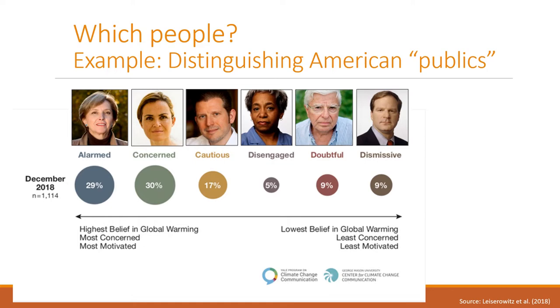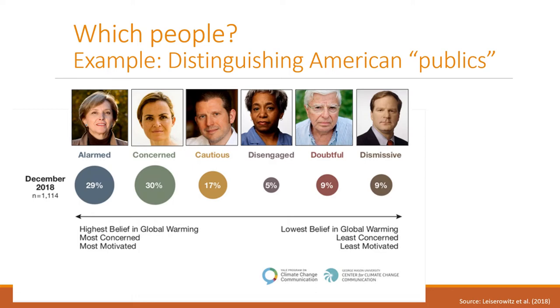But it's a really interesting one in that it shows for the first time that the alarmed and the concerned are making up the majority of American people. Now, they vary a little bit in the degree to which they worry about this issue, as I just explained, but there is not one belief about this. About a third are alarmed and another third are concerned. And then the rest of them are cautious, disengaged, doubtful, or outright dismissive. There was a time when the dismissive and the doubtful were the majority of Americans. That's no longer the case.